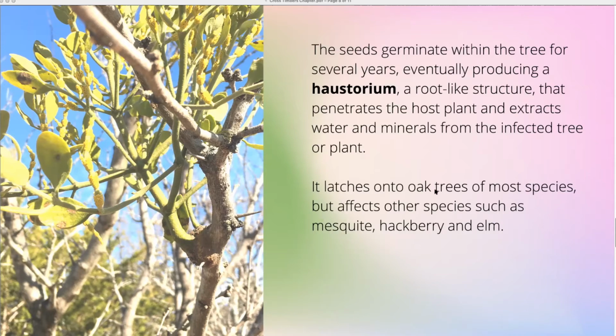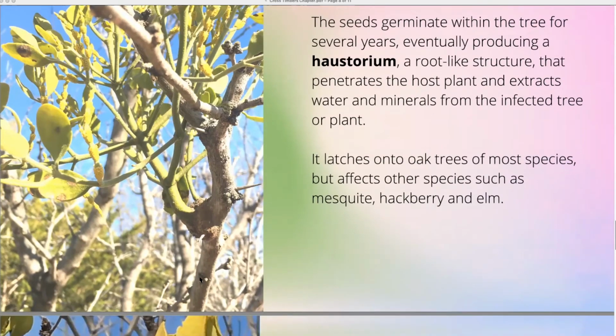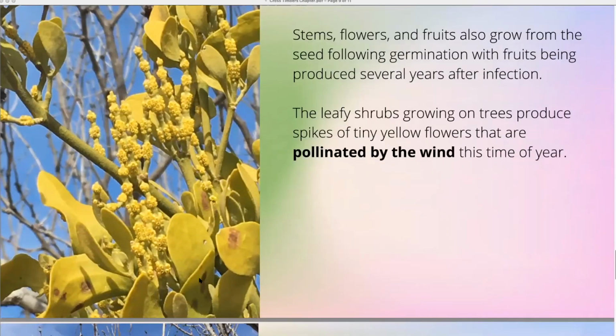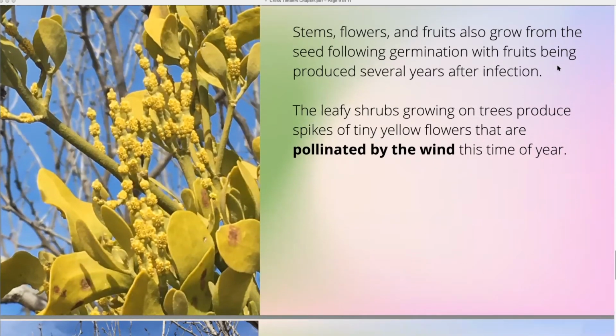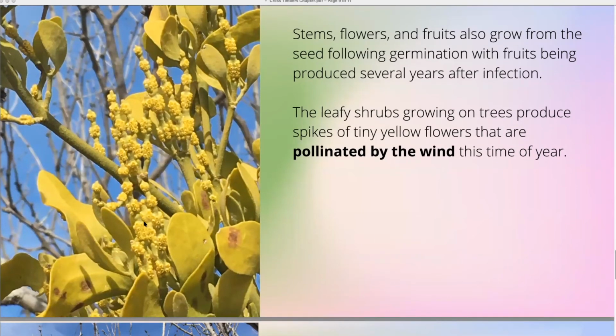It latches onto oak trees of most species, and also other species such as mesquite, hackberry, and elm. This one right here is on a mesquite tree, actually. The stems, flowers, and fruits also grow from the seed following the germination, with fruits being produced several years after infection. The leafy shrubs growing on trees produce spikes of tiny yellow flowers that are pollinated by the wind this time of year. This is another photograph on the left of mistletoe in a mesquite tree that I took yesterday. And these are the spikes of yellow flowers right here that you can see growing up among the leaves.